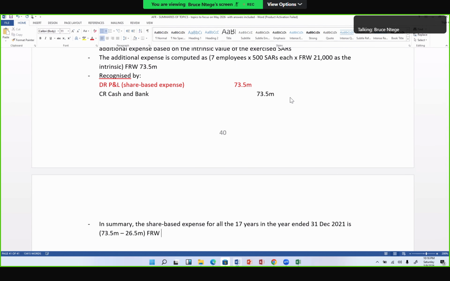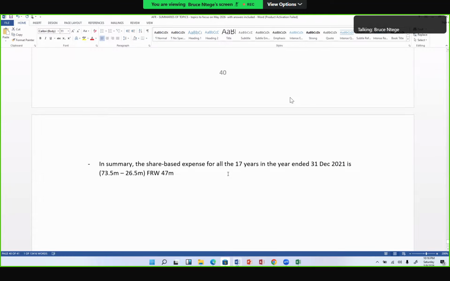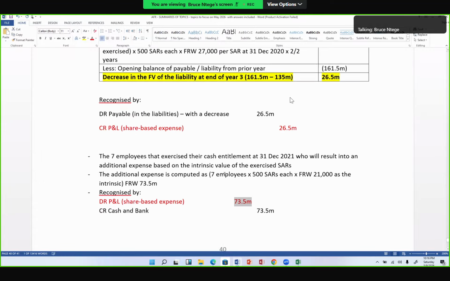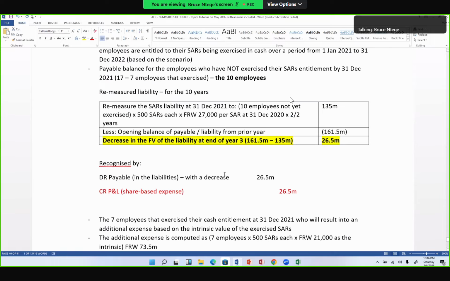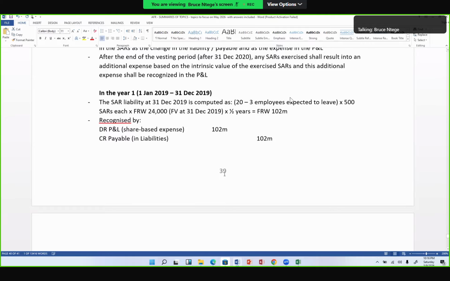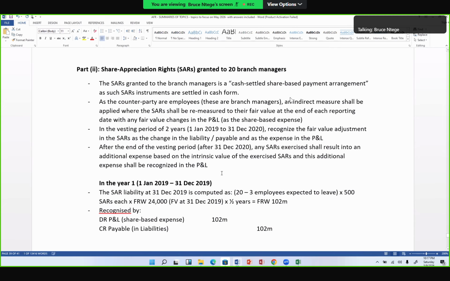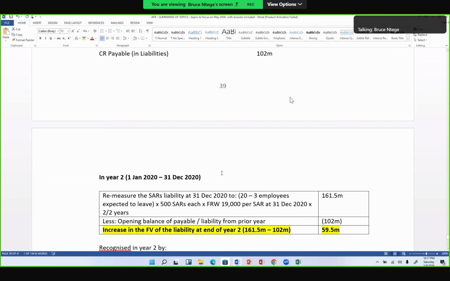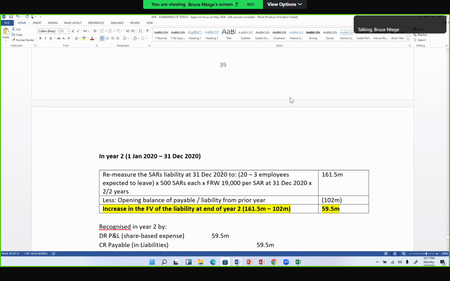So that's a share-based payment question, or IFRS 2 question. In this case, it has both equity settled and cash settled. You've seen the cash settled has even gone to the extent of having matured, the 2 years have elapsed, and then people are starting to exercise. Starting to exercise is bringing us that additional expense.